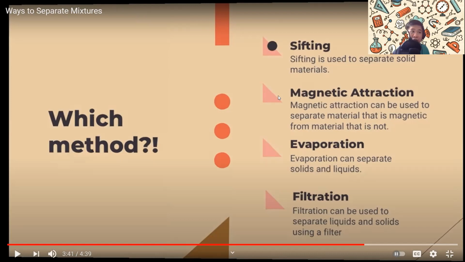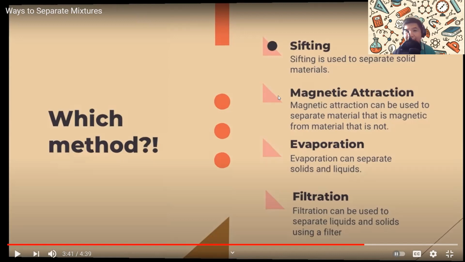Next, we have what we call evaporation. You can separate solids and liquids using evaporation. You heat up the liquid. There will come a point in time that if the temperature is hot enough, it will evaporate the water. And what's left will be the solids. The solids will not evaporate. Most of them will probably burn, but they will not evaporate at high temperatures.